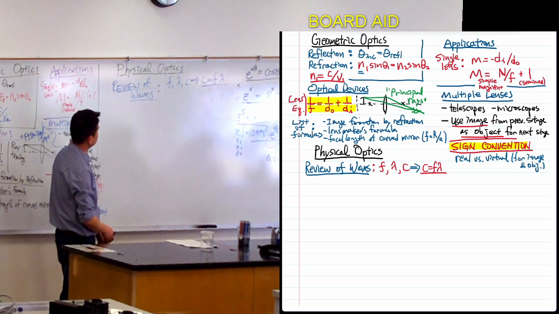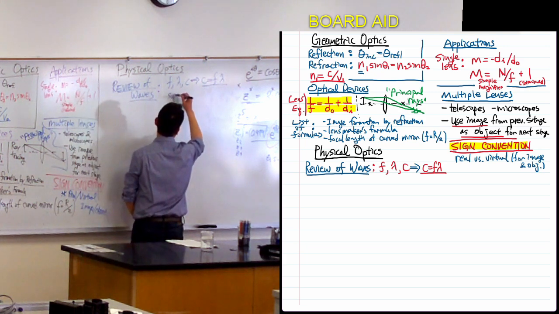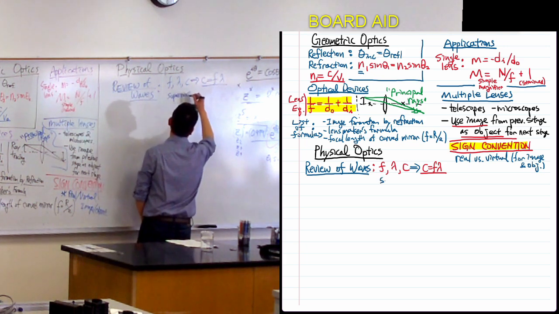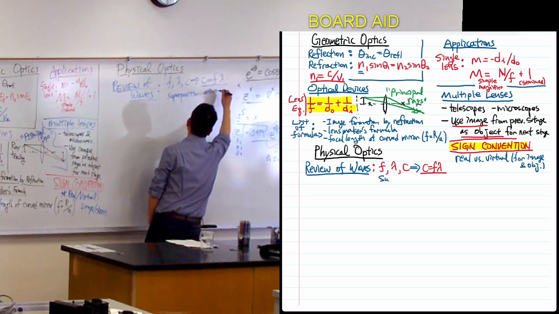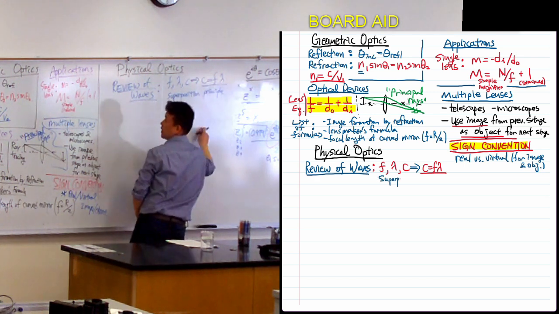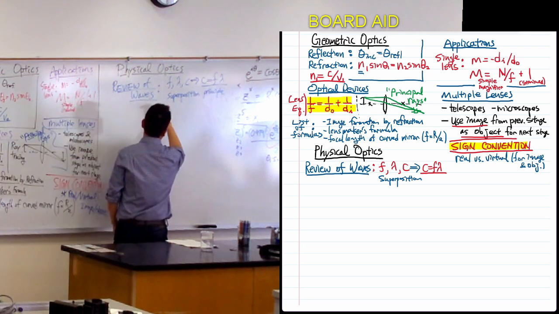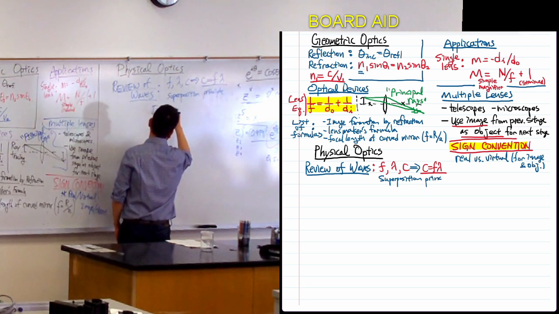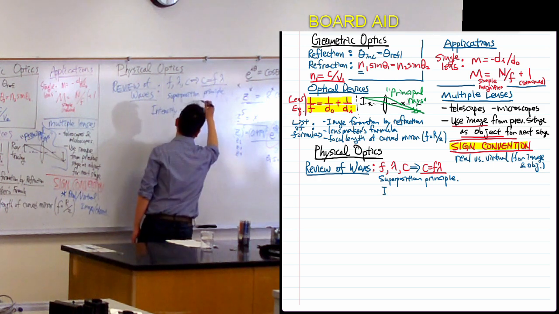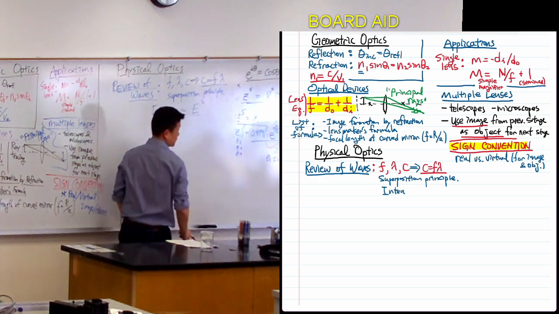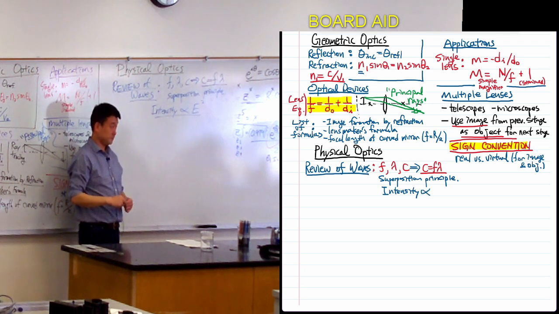Let's see, what else do you need to review about waves? Things like a superposition principle, and this relates back to the electromagnetic nature of light, that intensity is proportional to the electric field squared, because that features in a lot of the derivations you see.